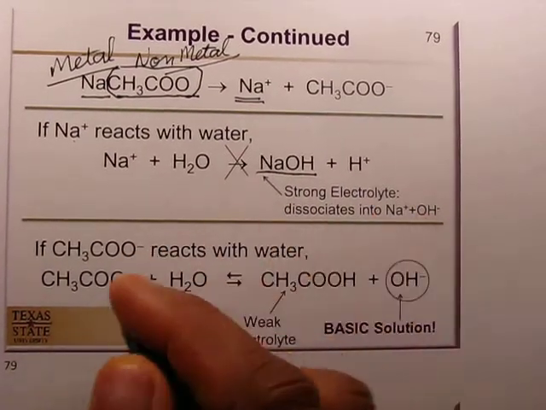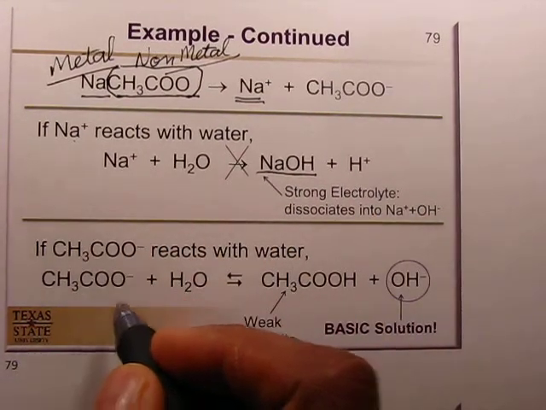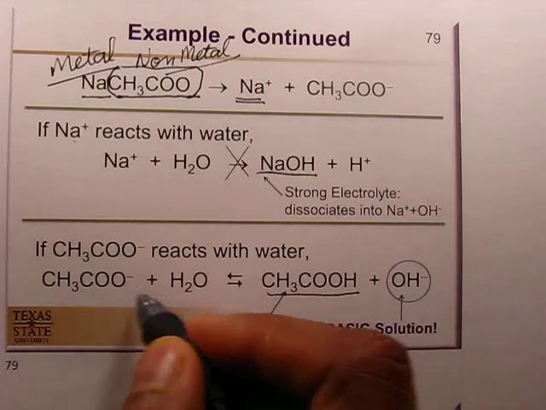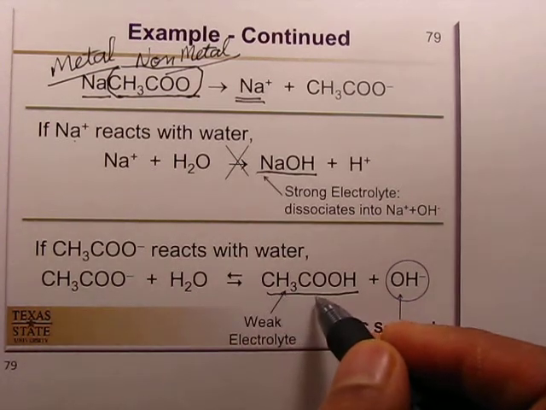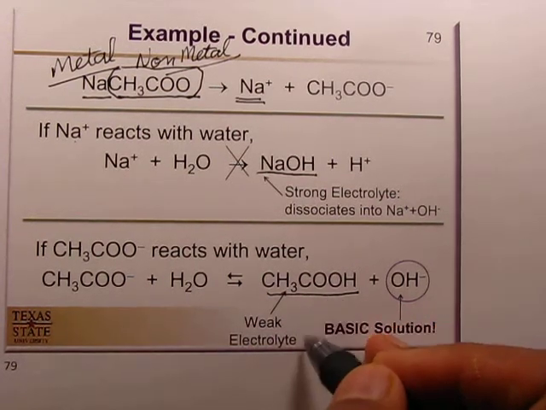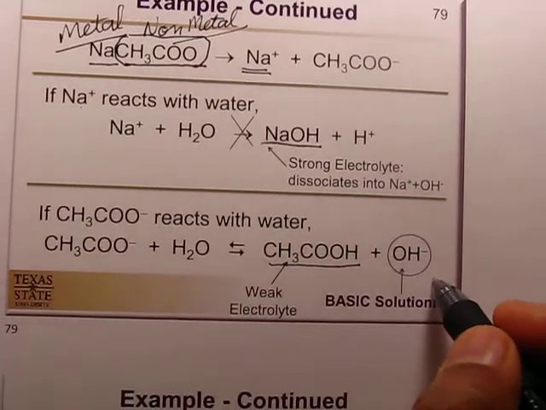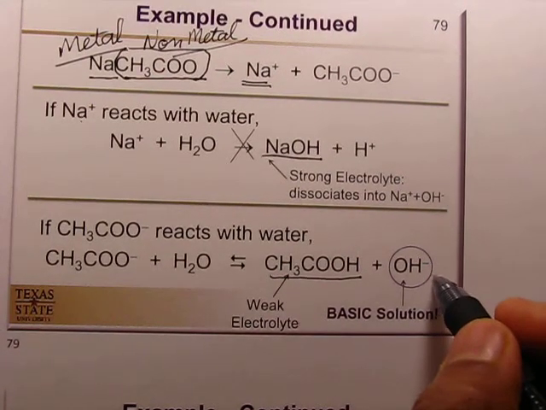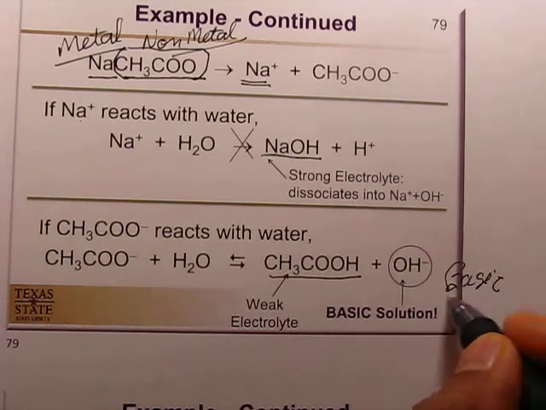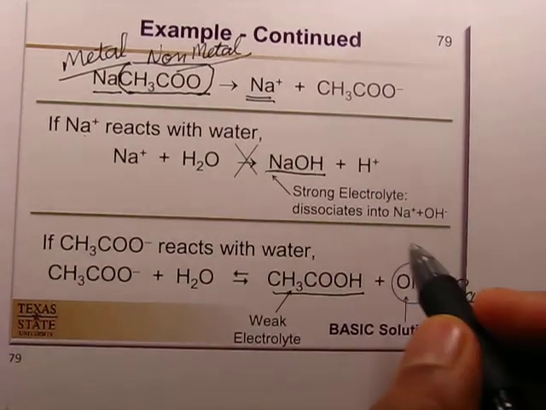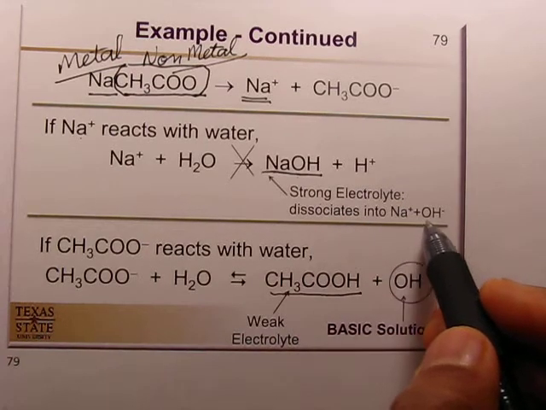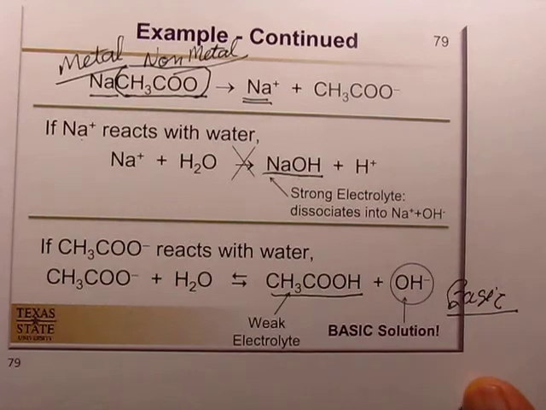What about the acetate ion? Acetate ion usually comes from a weak acid, which is acetic acid. That is why it will react with the water and form an equilibrium. Once it forms the equilibrium with the weak acid, it increases the concentration of hydroxyl ion in the water. That is why the solution will become basic. In the case of sodium ion, sodium hydroxide is a strong electrolyte and dissociates completely into sodium ion and hydroxide ion. That is why there is no reaction with the water.